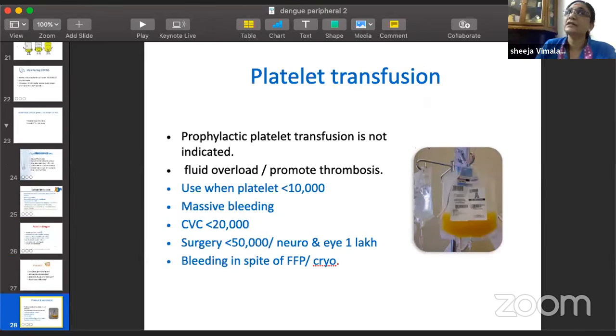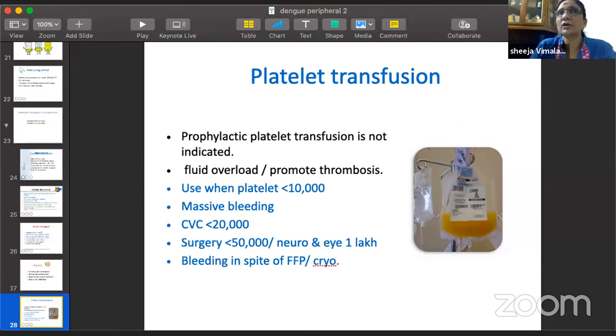So what are the indications for platelet transfusion? As I already said, there is no role for prophylactic platelet transfusion. The only indication you give is when the platelet is less than 10,000, because otherwise it precipitates fluid overload, it precipitates thrombosis. And also in massive bleeding. If a child is coming to you and bleeding from everywhere, what do you give first? You want to give the crystalloid, you want to give blood, you want to give platelet, or do you want to give FFP? You need to understand, even when a child is bleeding, the priority is shock correction.